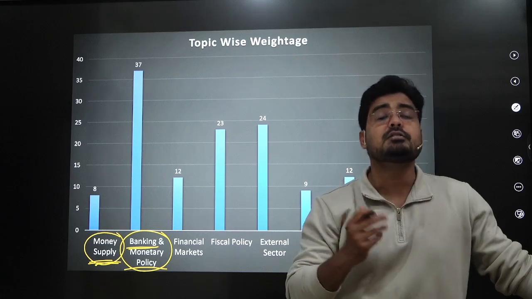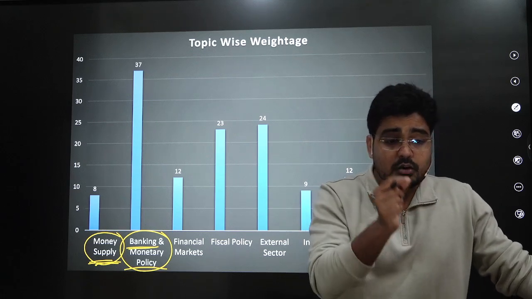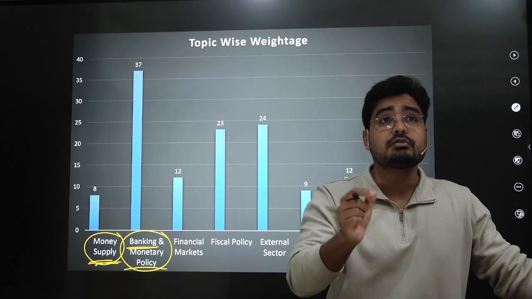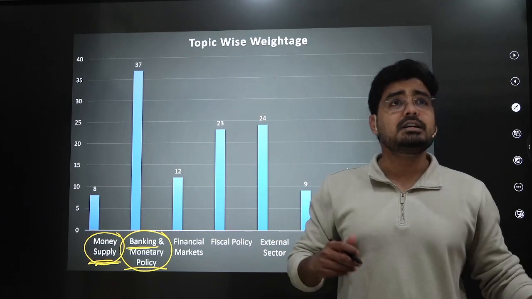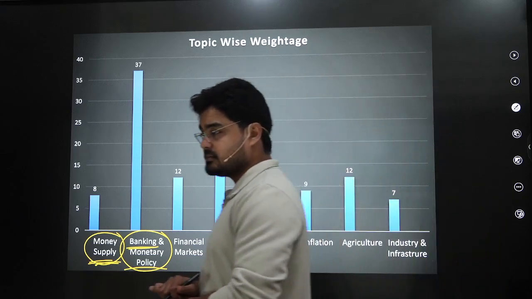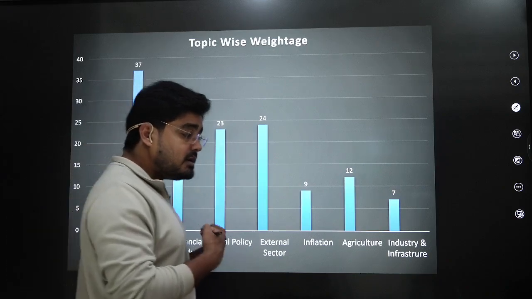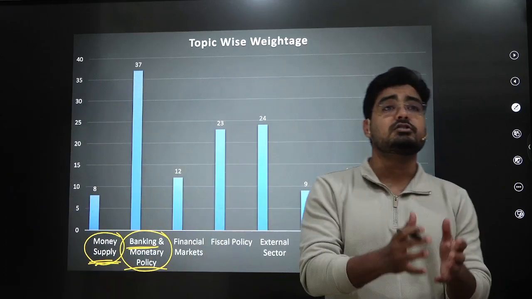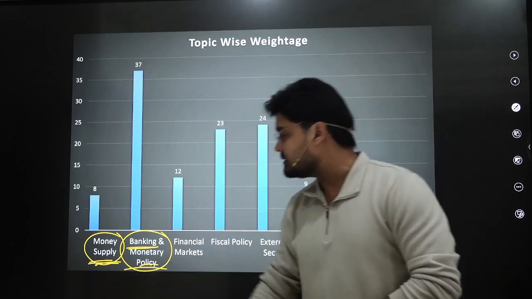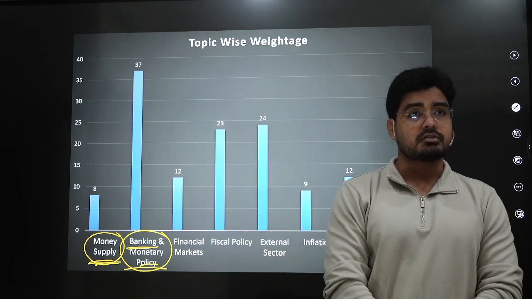And monetary policy: what is monetary policy, what is the role of a central bank, which is the Reserve Bank of India? I mean, why do we need a Reserve Bank in the first place? What is its function? What are the strategies? What are the tools that are available with the RBI to control inflation? All these topics will be covered under this chapter, banking and monetary policy.